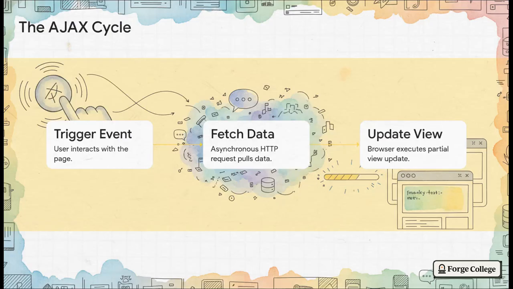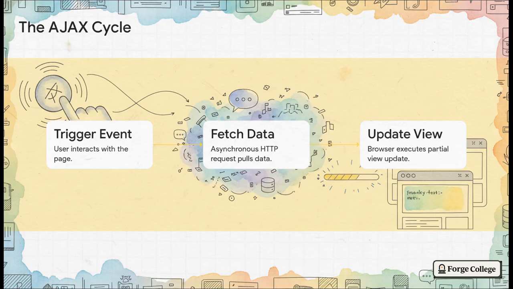So how do this brain and memory actually work together? It happens in a simple three-step cycle called asynchronous HTTP, or AJAX. Step 1, you, the user, trigger an event, like hitting a key. Step 2, an asynchronous request quietly fetches data in the background. And step 3, the browser executes a partial view update.